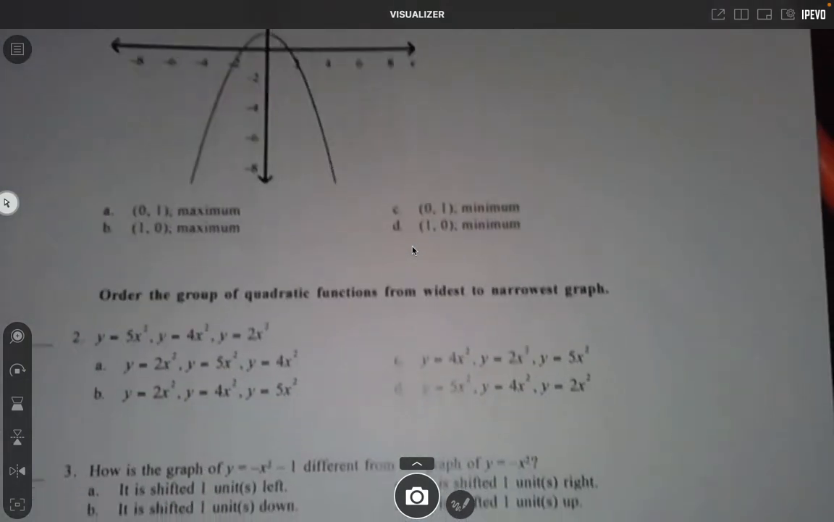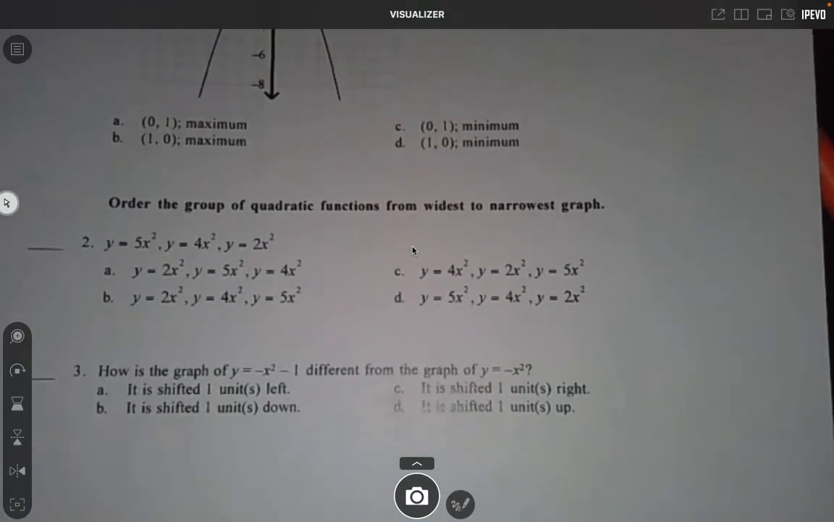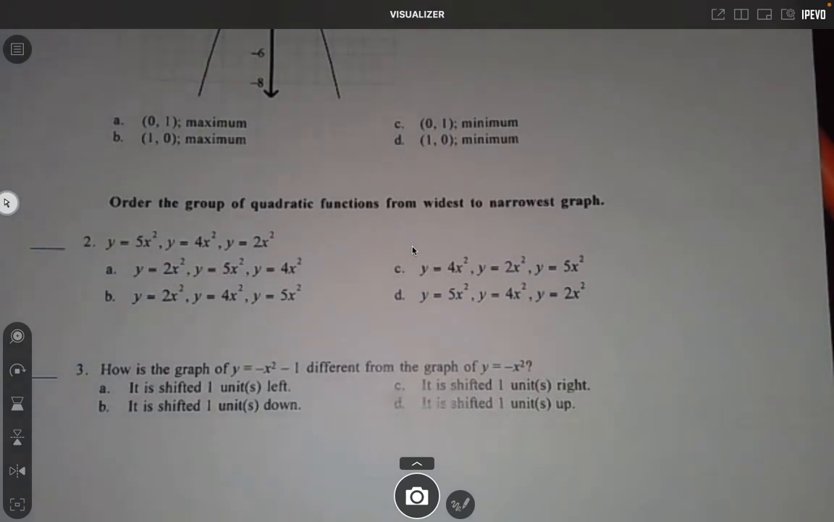This one wants us to order them from widest to narrowest. If you can't remember the little rule for it, just graph all of them and see which one looks the widest, and I'll do that second. Does anybody remember what we do though? Which one would be the widest? The smallest number. So it would be the 2x squared, then 4x squared, and then 5x squared. So your answer is B.